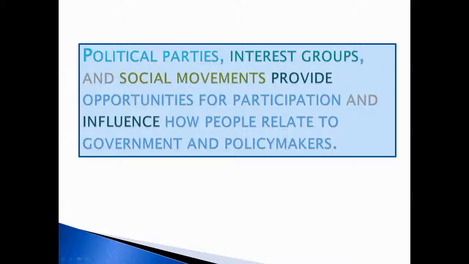One of the things you need to remember is that political parties, the subject of this review, in addition, interest groups and social movements provide opportunities for participation by you and me and everybody else. And they also influence how people relate to government and to policymakers. Remember that these are linkage institutions.